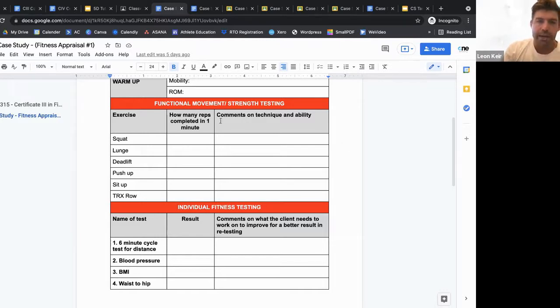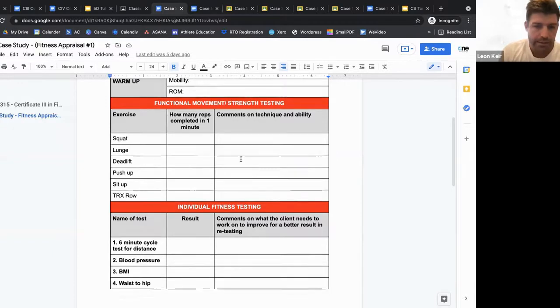It's just a benchmark. So next time you do it, you say to your client, all right, last time we did 30 squats, let's try and get 35 squats out. And then if they get 35 squats out, you've shown that they're improving. So that's that, guys. Does that make sense? Any questions on that functional movement strength test? No, we're all good.